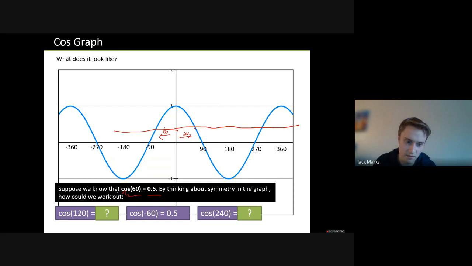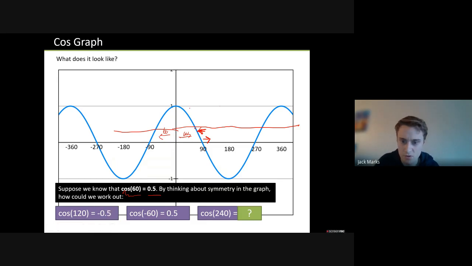What about cos of 120? Well, when we had 60, it was like going 30 back from this one. If we're doing 120, it's like adding 30 on to this one. This one will be minus a half.